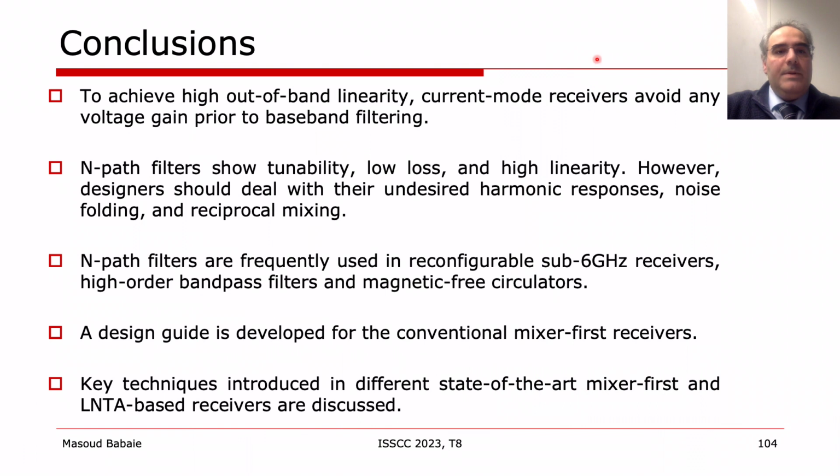To conclude my presentation, in fact, current mode receivers avoid any voltage gain before the baseband filtering to achieve high in-band and out-of-band linearity. N-pass filters show tunability, low loss, high linearity, and high quality factor. However, designers should deal with their undesired harmonic responses, noise and blocker folding, and also their reciprocal mixing. N-pass filters are frequently used in reconfigurable sub-6 GHz receivers, high-order bandpass filters, and magnetic-free circulators.